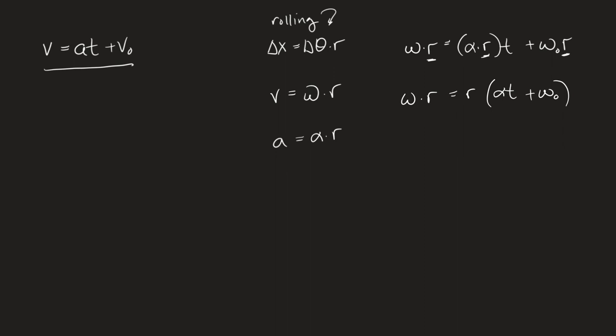And as long as the r is non-zero, I can cancel it. So I get this: an angular kinematic equation. It describes the angular motion of an object that spins. It doesn't even have to be rolling. A spinning object is going to obey the same kinematics equations as an object that has what we call translational motion.